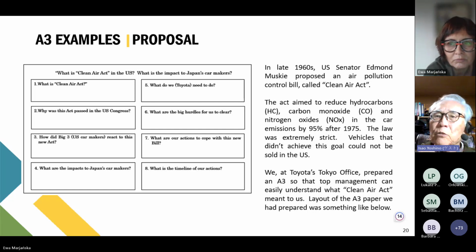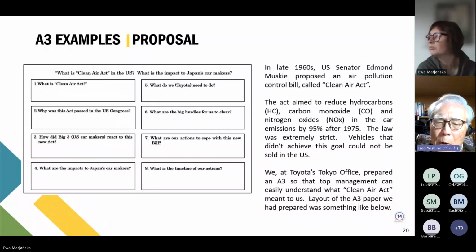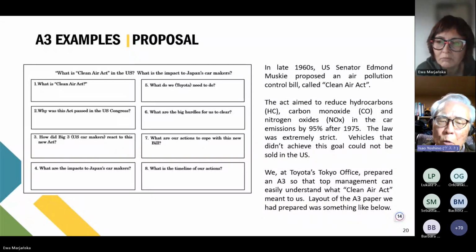CO and NOx need to be reduced by 95% after 1975. It's a very, very stringent regulation. And if we don't pass this test, we cannot sell our cars in the United States. So it's a very, very serious situation. But very few people know about it, so we have to prepare this type of document in Japanese.